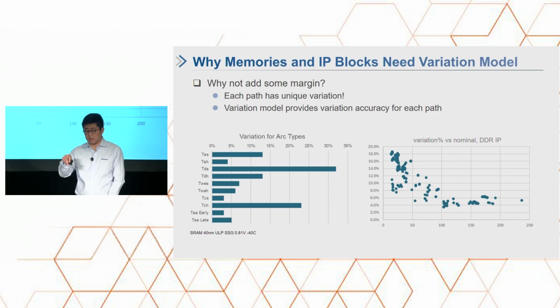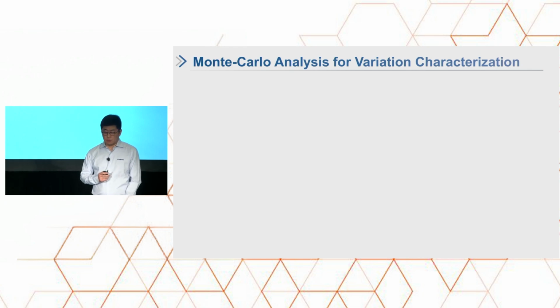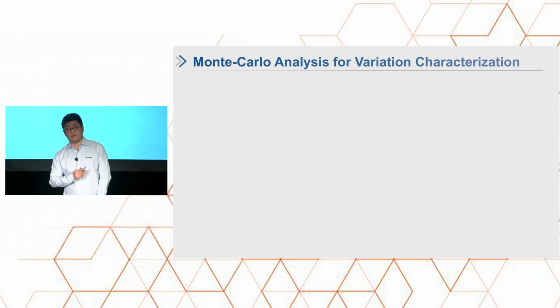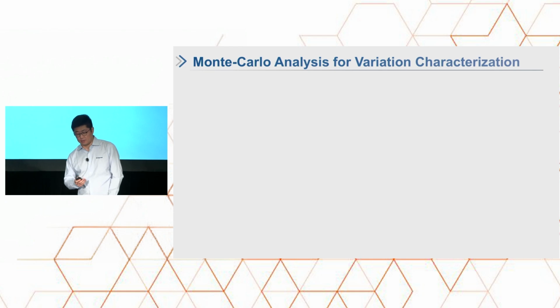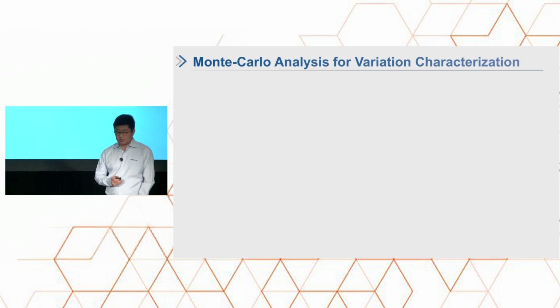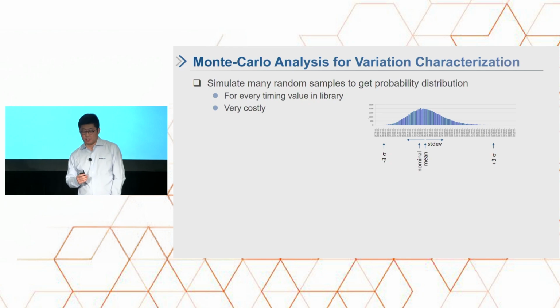So you can see the y-axis is the percentage variation, and it varies a lot from point to point. Each point is a timing path. Now, we have spoken of why we're going to do it, but how? How are we going to characterize the variation for these blocks? So the most natural way is through Monte Carlo simulation.